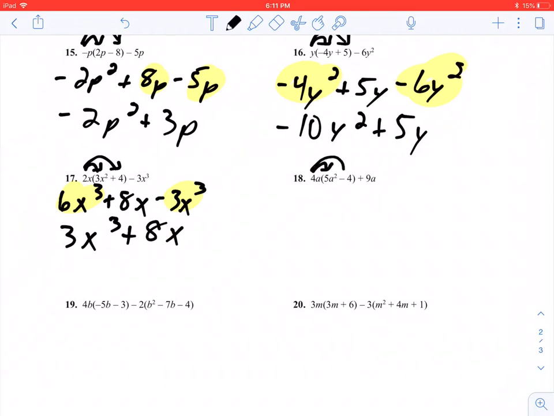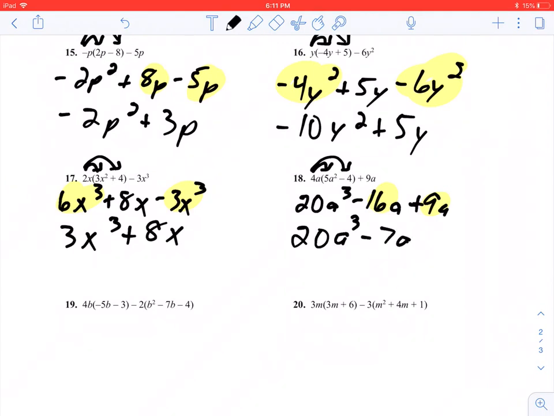4a gets distributed. And we have 20a to the third minus 16a plus 9a. The two like terms are this negative 16 and the positive 9, so the 20a to the third stays the same. Negative 16a plus 9a is negative 7a.